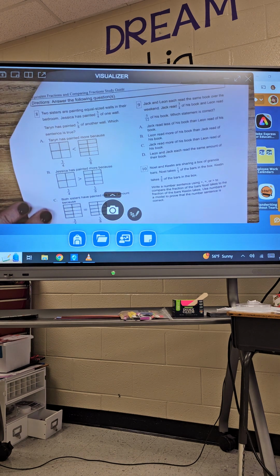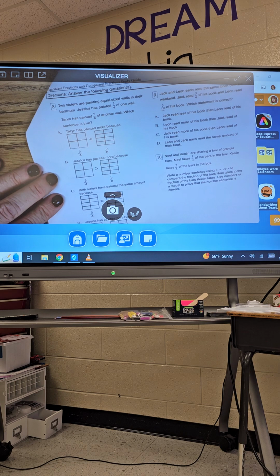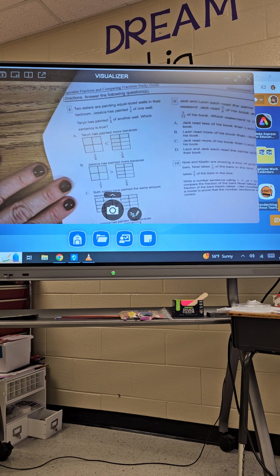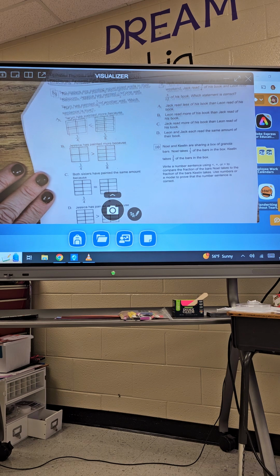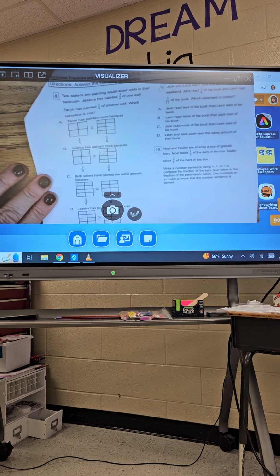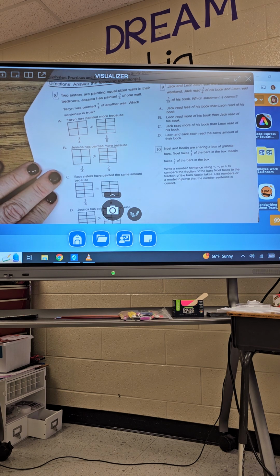Number 8. I'm going to show all of it eventually, but I'm going to let you look at the top. 2 sisters are painting equal sized walls in their bedroom. Jessica has painted 3/4 of one wall. Tara has painted 5/8 of another wall. Which sentence is true? Okay.